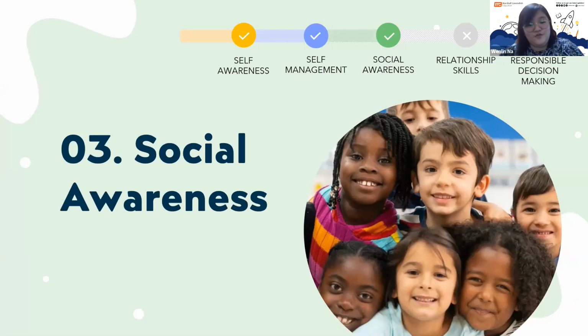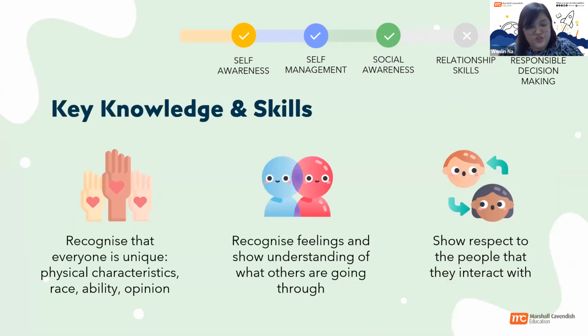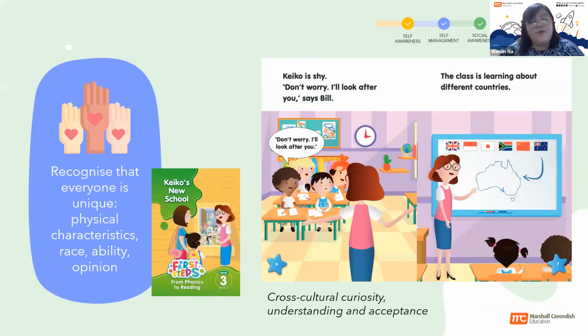Now let's move on to social awareness. Children with social awareness are able to recognize the feelings and perspectives of others. They appreciate diversity and show respect for others regardless of their differences. Similarly, in our program, we embrace such diversity as well. In First Steps Readers Keiko's New School, the learning of cross-cultural curiosity, understanding, and acceptance is embedded within the story itself.